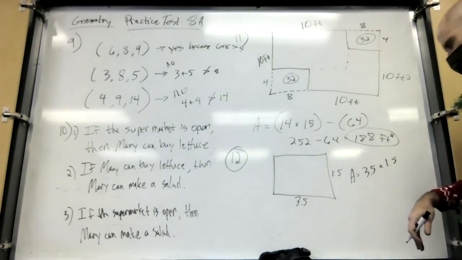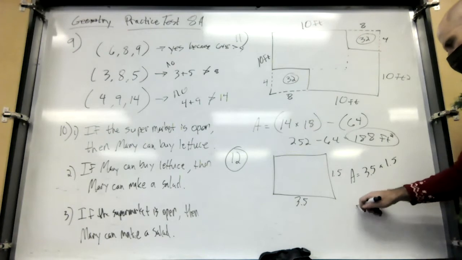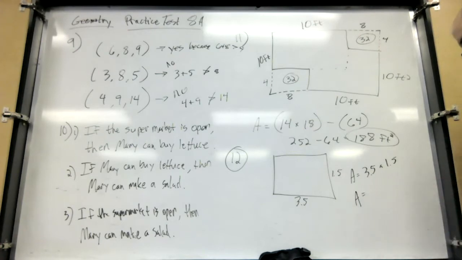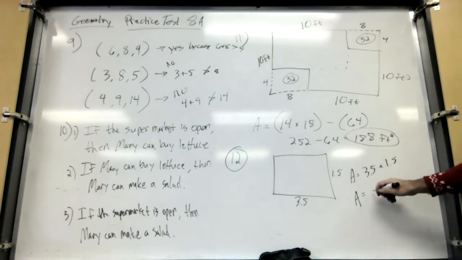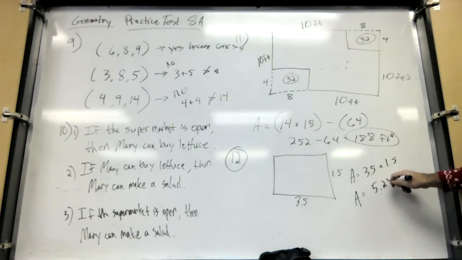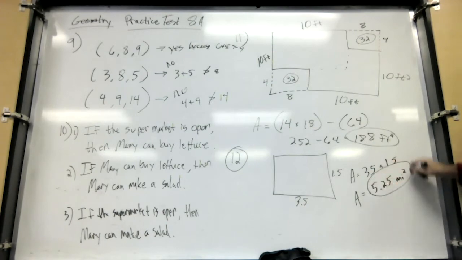4.7. No, I'm so close. Please just give me a moment. Okay. I have 5.25. Yeah, that's right. We won't tell Tori. Don't forget, that's square miles. That is a big freaking plot of land.